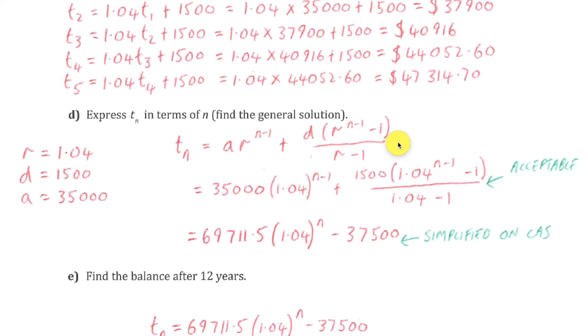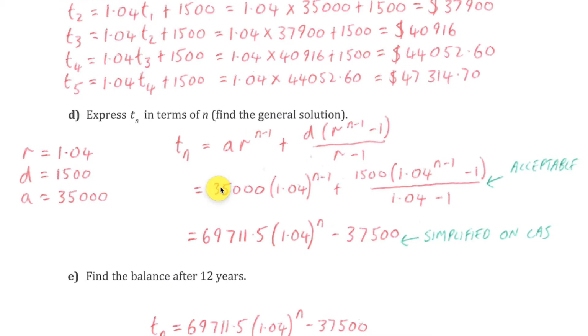So if I look at that, my values of R are the same as the previous steps in question. So R is 1.04, D is 1,500, and A is 35,000. So if I sub those into this rule, I'll get this. Now, that is an acceptable answer. There's nothing wrong with that. If you put that in as your answer, you'd be 100% correct, and you'd get all of the marks that were available.